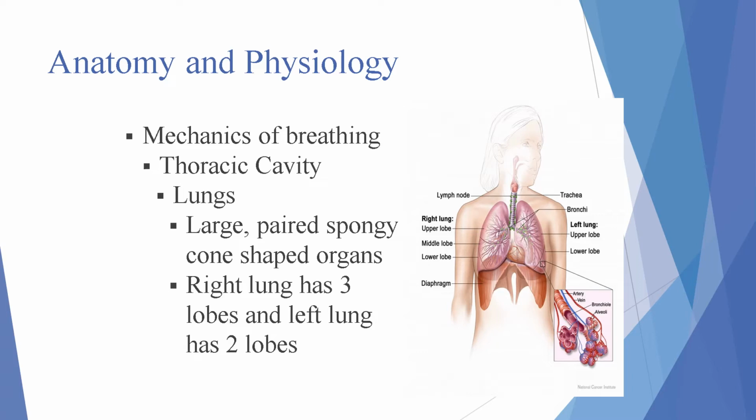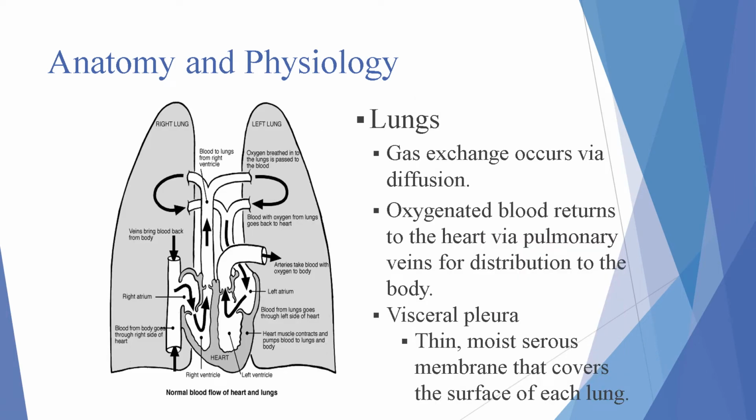So, mechanics of breathing. The lungs in the thoracic cavity are a large paired spongy cone-shaped organ. The right lung has 3 lobes, the left has 2 lobes. Why do y'all think? Obviously the left has 2 lobes because the heart is taking up the area where the third lobe would be. As we go through, when you were drawing, this part really helps you to understand this. In the lungs, gas exchange occurs via diffusion.